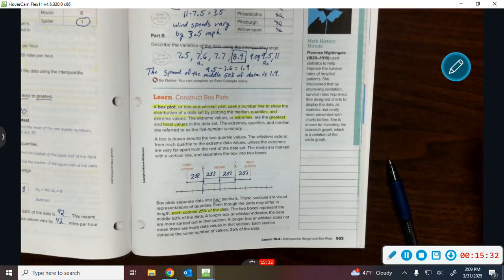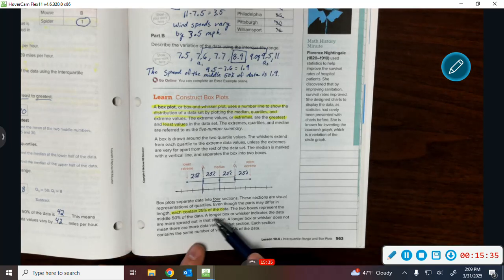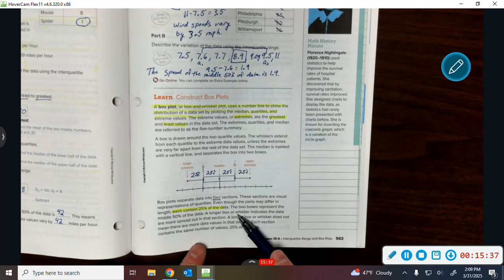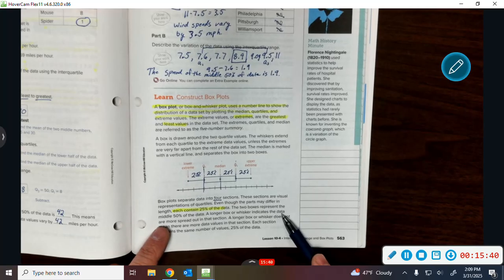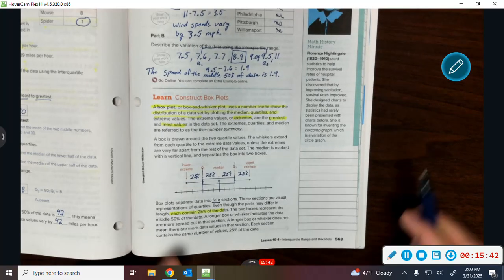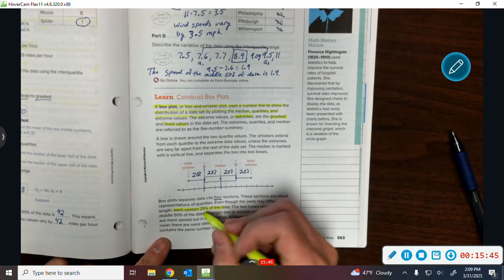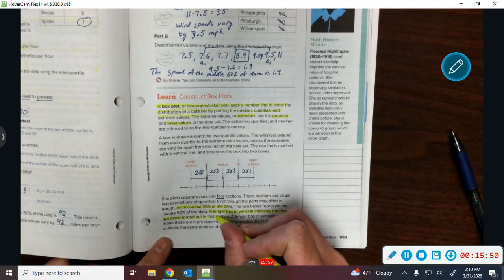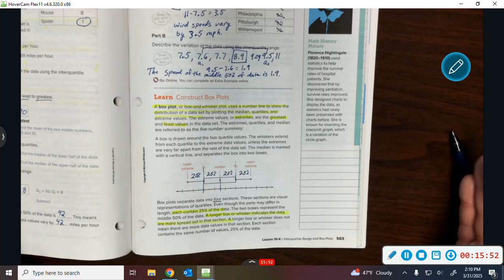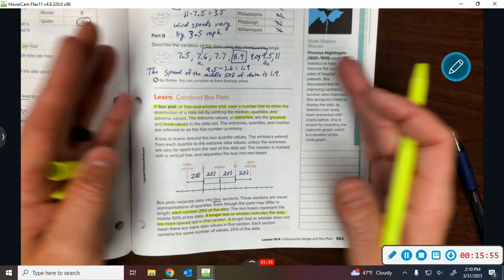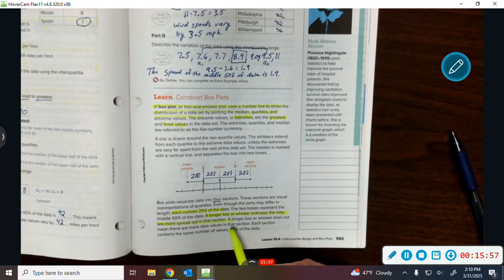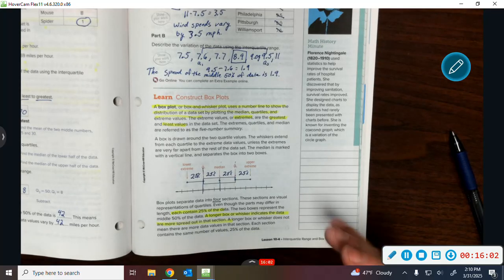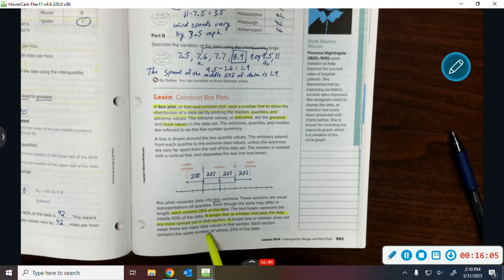A longer box or whiskers indicate the data is more spread out in that section. That is important to know, and we'll see that here in a second. If your box and whiskers are more spread or longer, then that means the data is more spread out. It means 25% of the data is stretched out. It does not mean that there are more data values in that section. It just means it's more spread out. Each section contains the same number of values, which is 25% of the data.